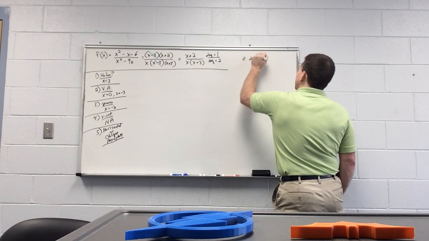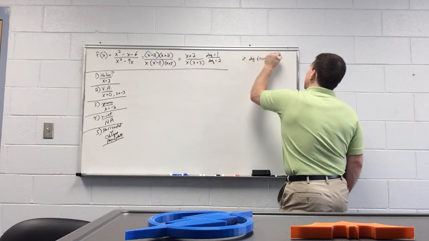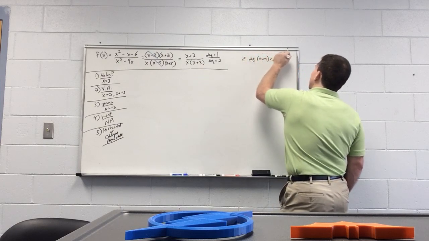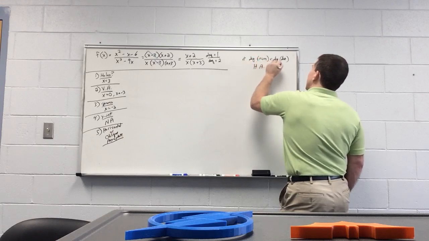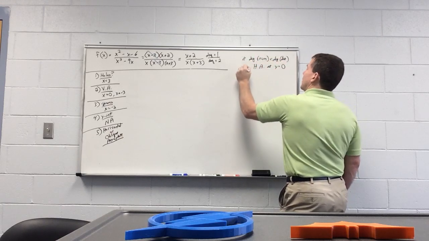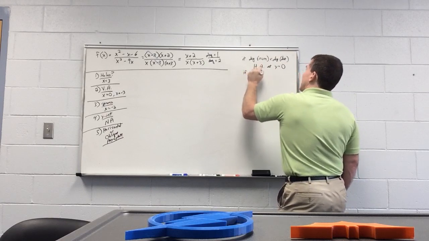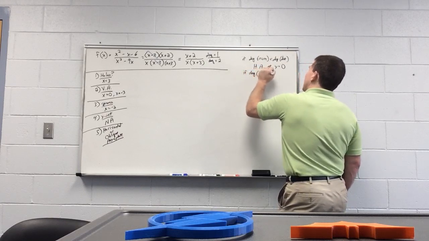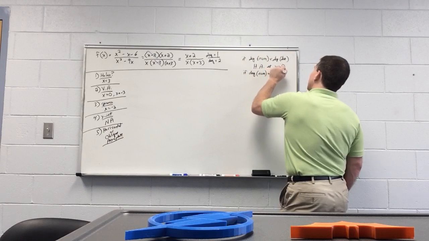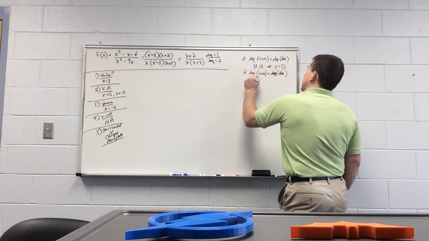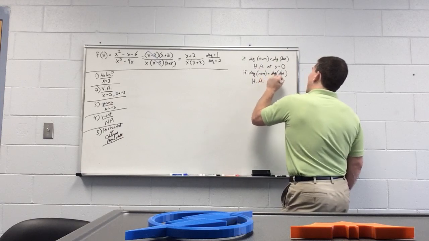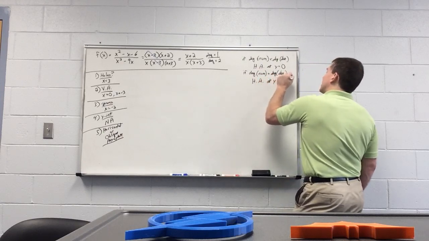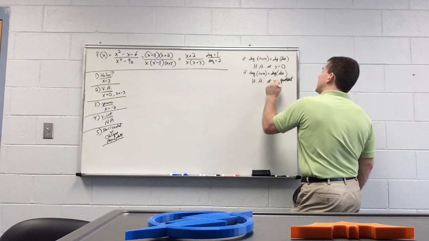if the degree in the numerator is less than the degree in the denominator, it's a horizontal asymptote at y equals 0. If the degree in the numerator is equal to the degree in the denominator, it's a horizontal asymptote at y equals the quotient of the leading coefficients.